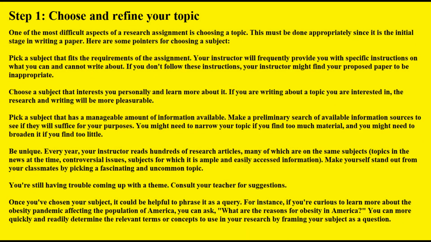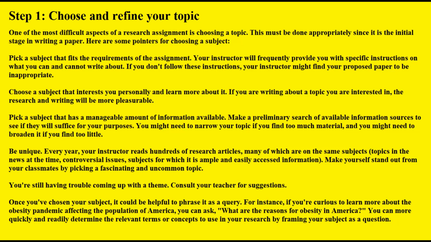One of the most difficult aspects of a research assignment is choosing a topic. This must be done appropriately since it is the initial stage in writing a paper. Here are some pointers for choosing a subject. Pick a subject that fits the requirements of the assignment. Your instructor will frequently provide you with specific instructions on what you can and cannot write about. If you don't follow these instructions, your instructor might find your proposed paper to be inappropriate.